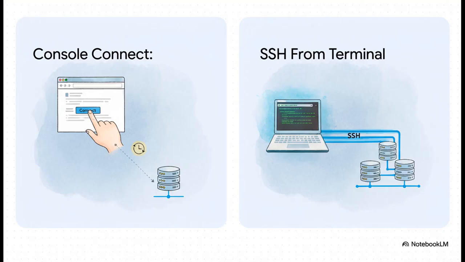Now, sure, you can connect through the AWS console, and for a quick peek, hey, it's fine. But that is not how real work gets done. It's temporary, it's clunky, and it's just not scalable. The industry standard, the professional choice, is to connect directly from your own computer's terminal using SSH. It's stable, it's friendly to automation, and it's the foundation for literally everything else we're about to do.